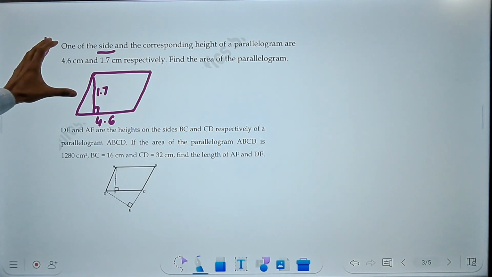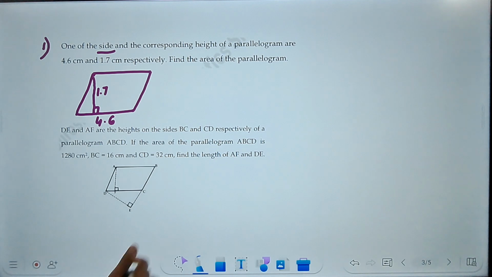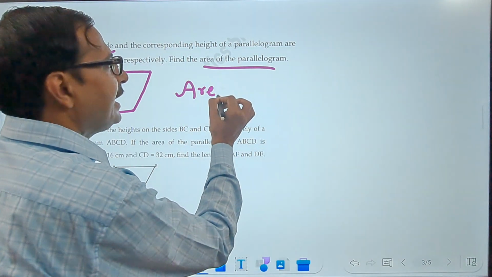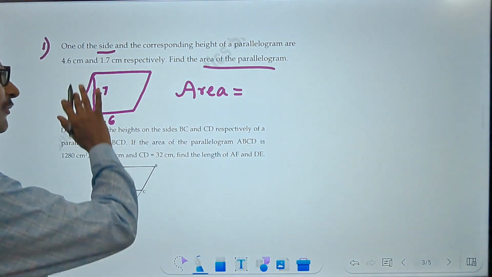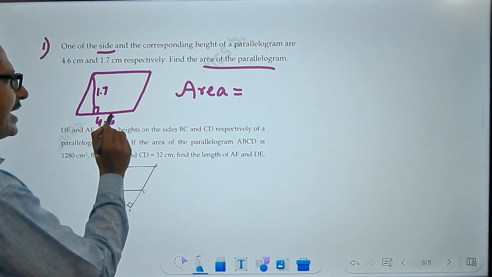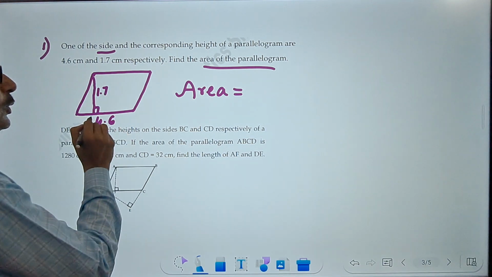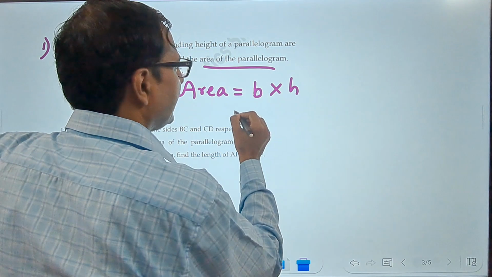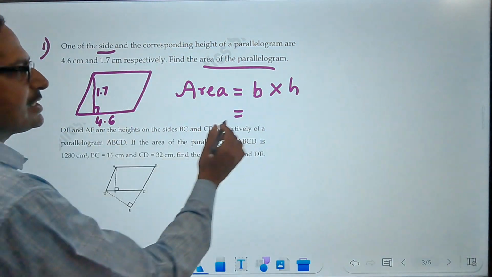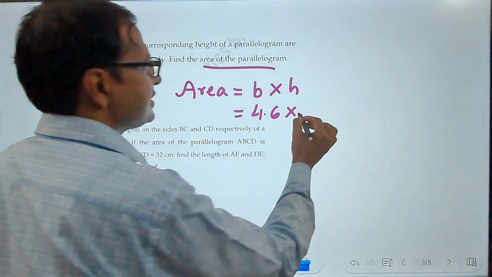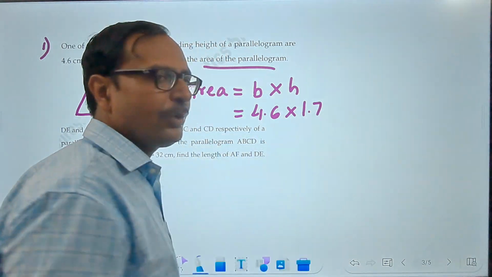So this is a formula based question wherein if you know the area of the parallelogram formula, you know the area also. The area of any parallelogram is the length of the base, that means the side, times the corresponding altitude. So if you multiply base times height, you will get the area. In this case, the base is 4.6 and the height is 1.7. I'll leave the calculation part for you if you want.